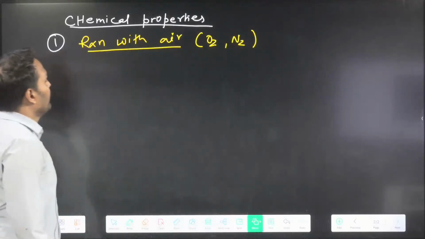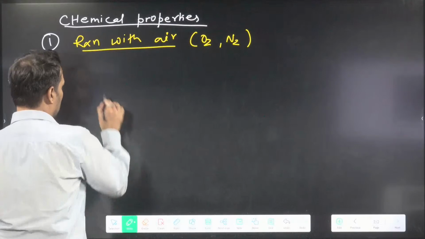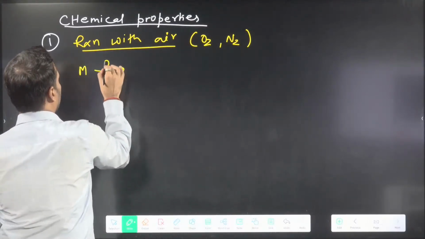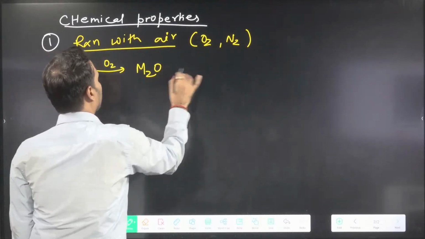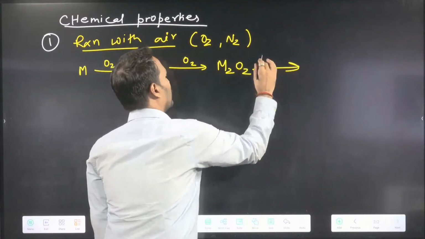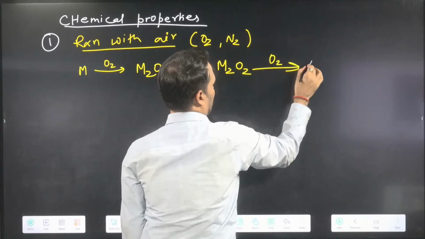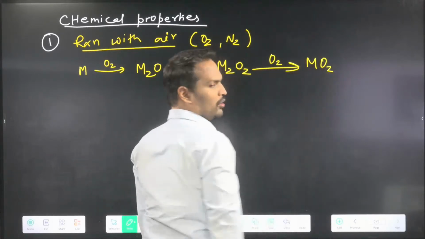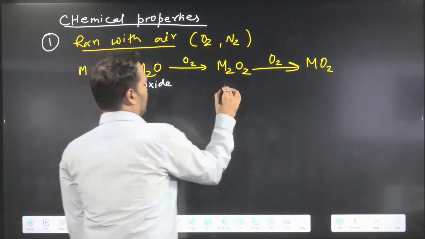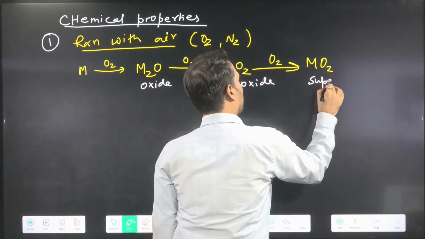Come to this part. So everyone knows, metal is there. Metal reacts with oxygen. First you will get oxide. Then you put in more oxygen, you will get peroxide. Then you put in more oxygen, you will get superoxide. Everyone knows the formula of the oxide. This is your oxide, this is your peroxide, and this is your superoxide.